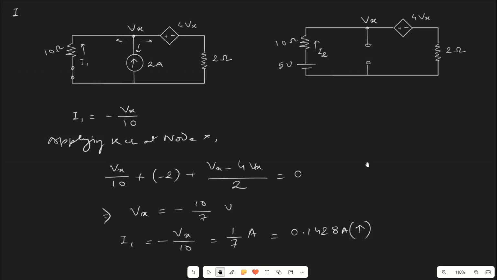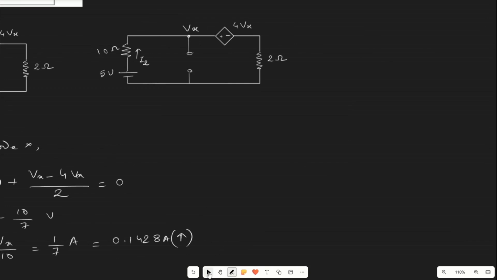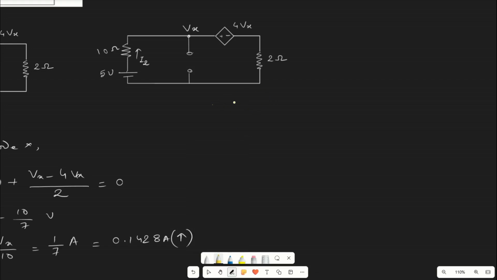Now let us consider the second case. Here we have a complete loop. In that loop we have the current I2, and the voltage Vx will be 5 minus 10 times I2, right? So the voltage drop across this point will be nothing but this drop minus this voltage drop minus this voltage drop.